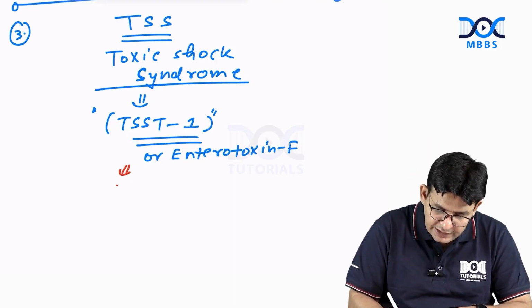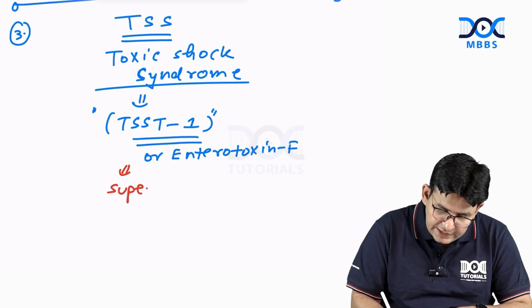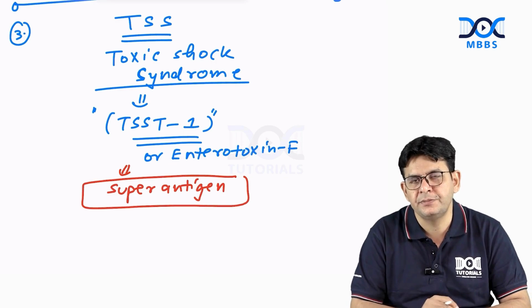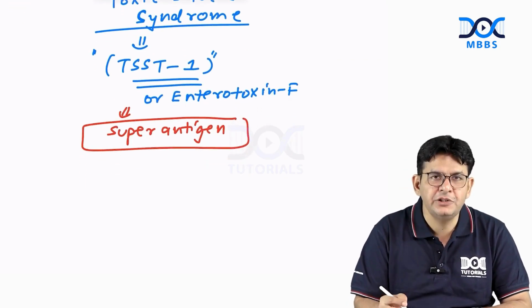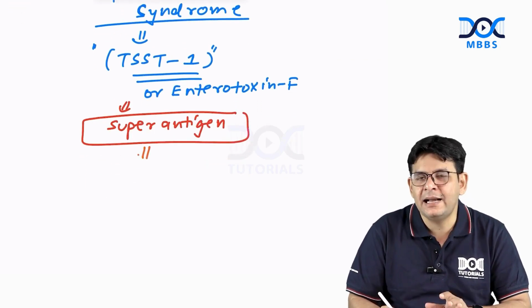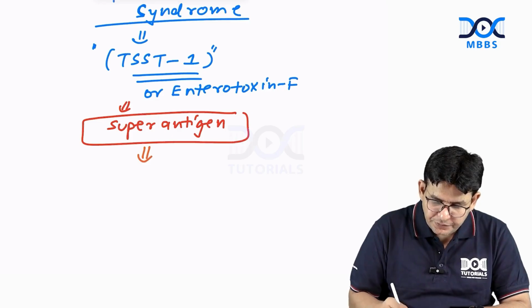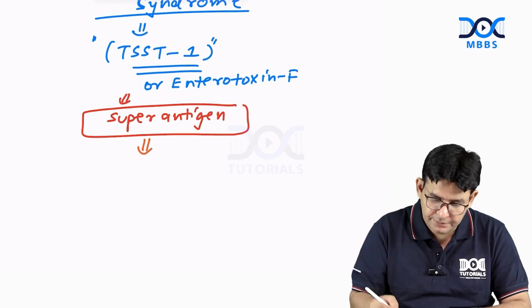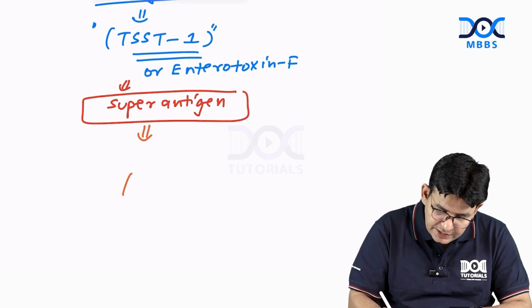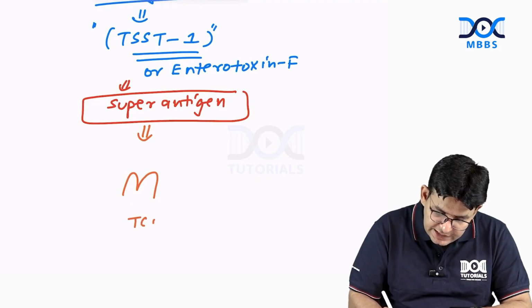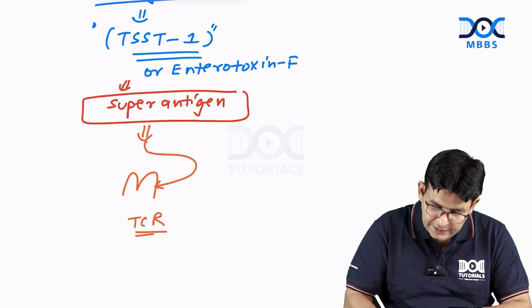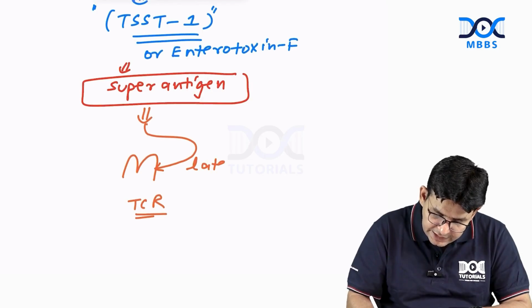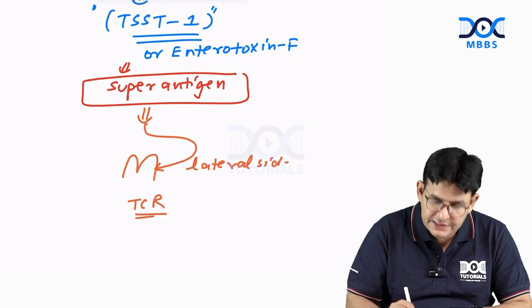And the most important thing regarding it is that it is the super antigen of Staph aureus. Now, what is super antigen? Super antigen is that antigen which is binding to the TCR laterally, not in the cleft. Means a super antigen comes and binds to the TCR, not here. It binds here into the lateral side, and that lateral side is termed as what, guys? The lateral side of TCR.